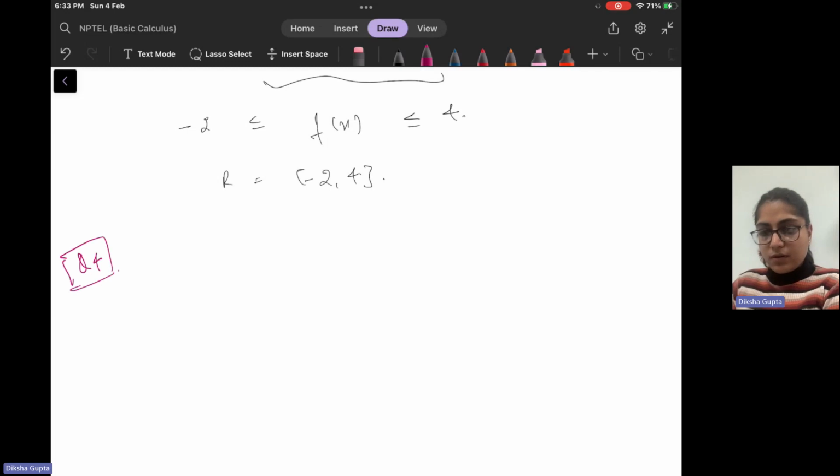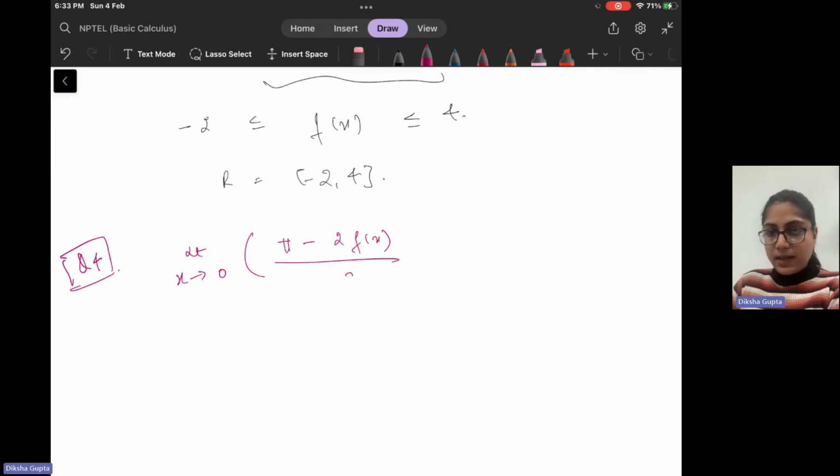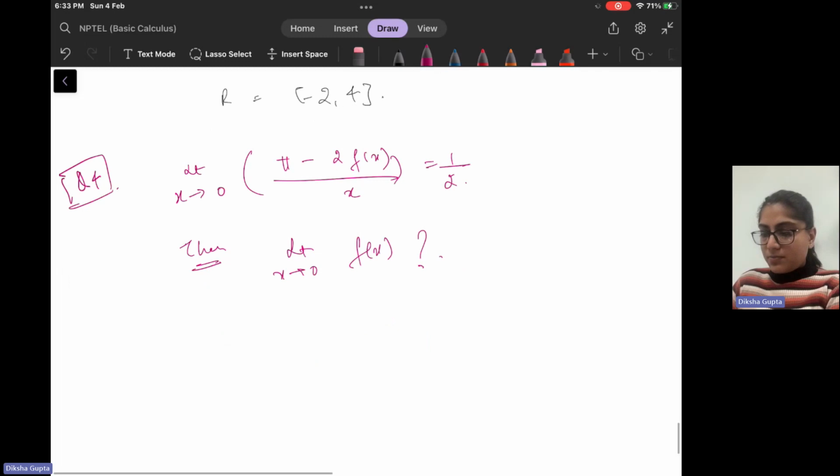Question number 4. Now we are moving to finding the limits of the function. The limit as x tends to 0 of (π − 2f(x))/x is 1/2. You have to find then the limit of x tending to 0, f(x) is what? Our options are A, 0, B, π, C, π/2 and D, infinity.